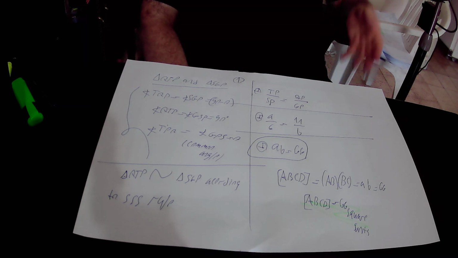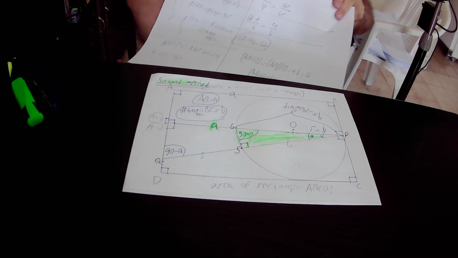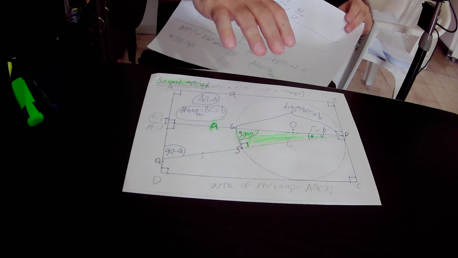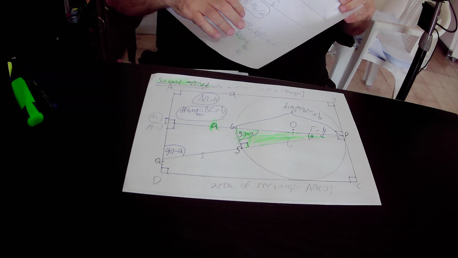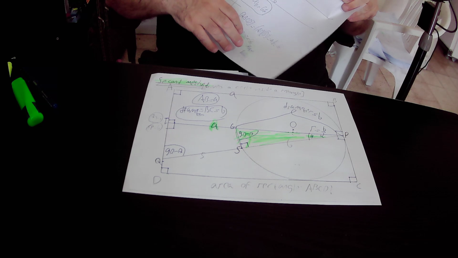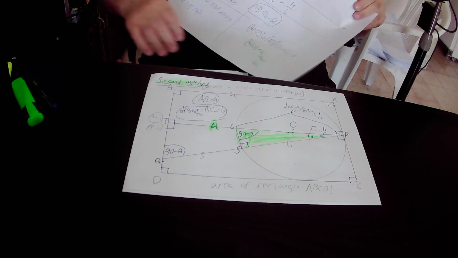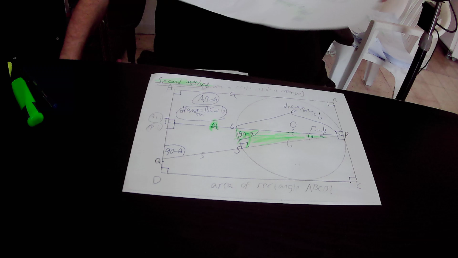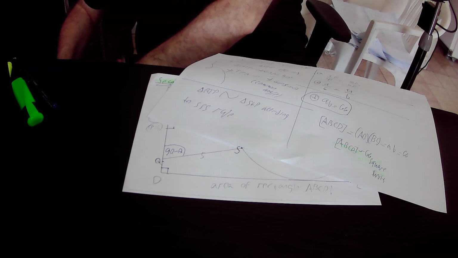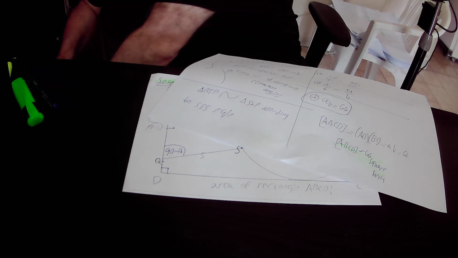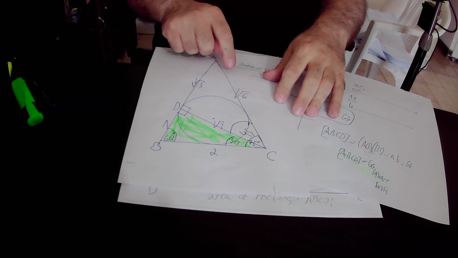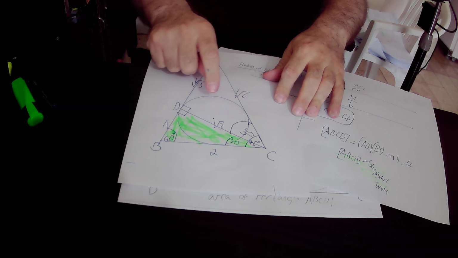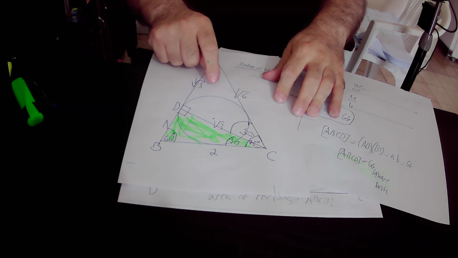So in both methods, we found that the area of this rectangle ABCD equals 66 square units. And likewise, in the first question, in both methods, we found that the radius of the circle that is described by triangle ABC equals 0.6589 units.